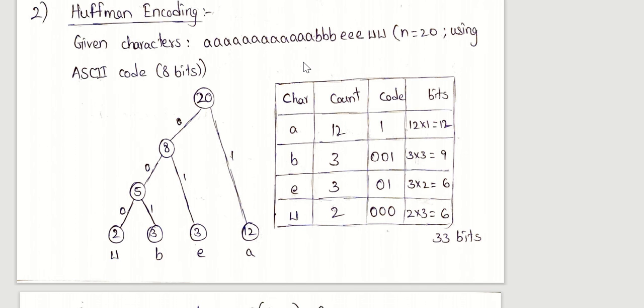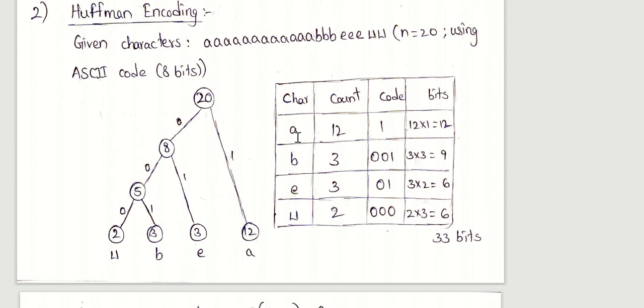First of all, we need to count all the characters. There are 4 different types of characters: A, B, E, and W. We have to count each character. Here A is repeated 12 times, that's why we have taken the count as 12. B is repeated 3 times. The count of each character has to be noted down in the form of a table.